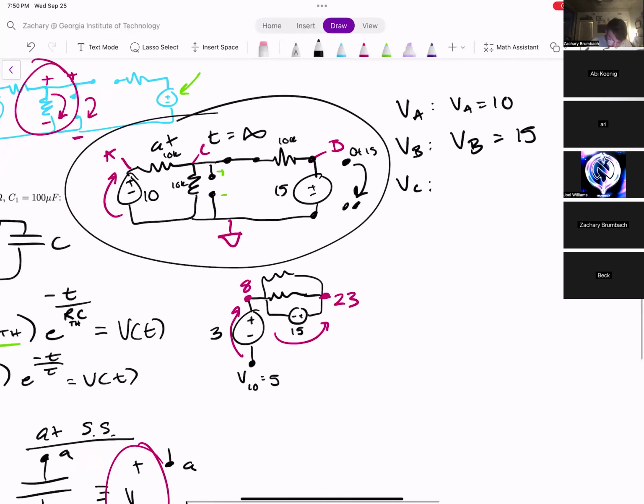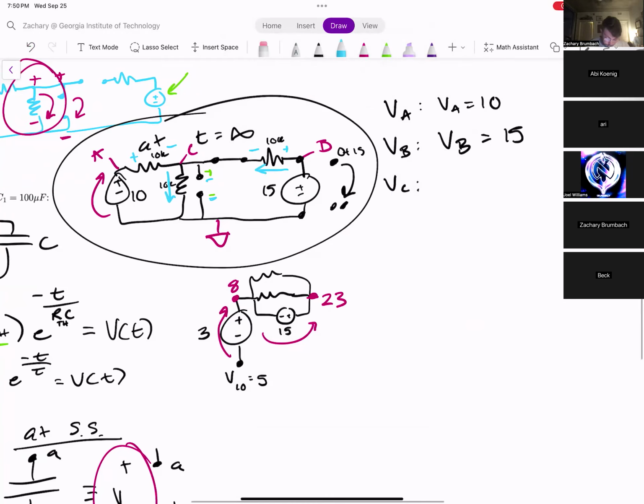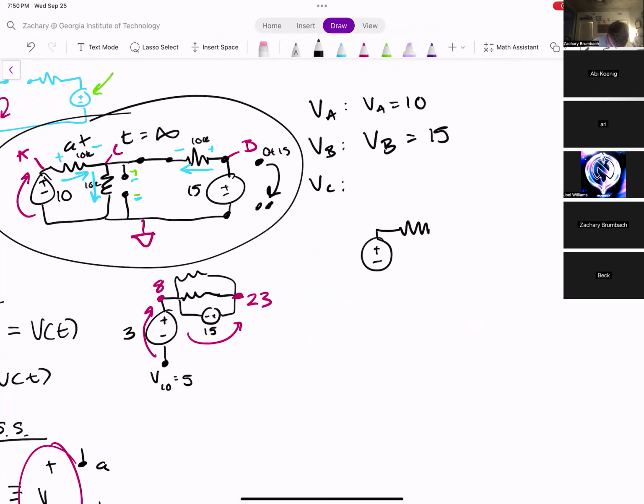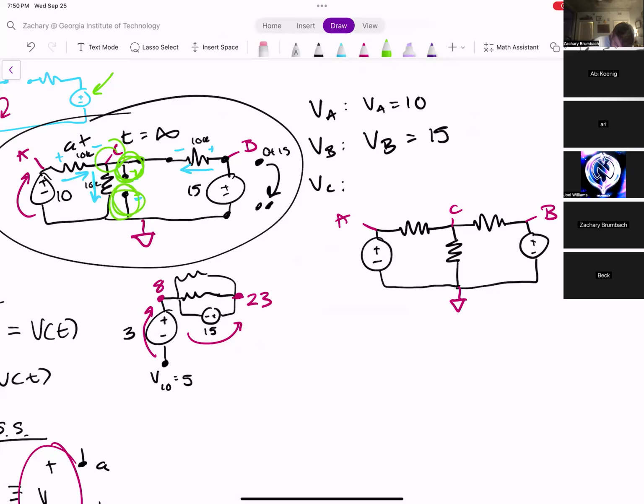And now we're solving for an equation at VC. So let me get in here and draw my plus minus. This is already defined as a plus and minus, so the current will be going this way. Let me redraw this over here just because I've made a mess. Where I've made this my ground, I made this A, made this B, made this C. And we're looking for the voltage from this node to this node.